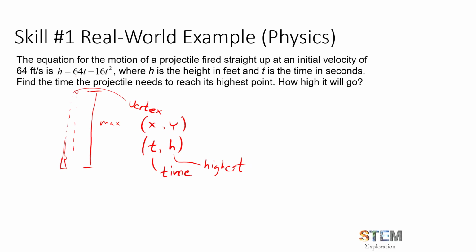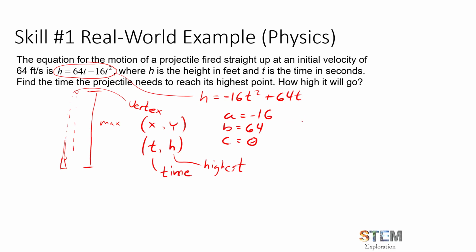And so with some of the information here, I'll point out that this equation is not in the standard function notation. So the first thing I'm going to do is rearrange it and say h is equal to negative 16t squared plus 64t with no c term. So a is equal to negative 16, b is equal to 64, c is equal to 0.